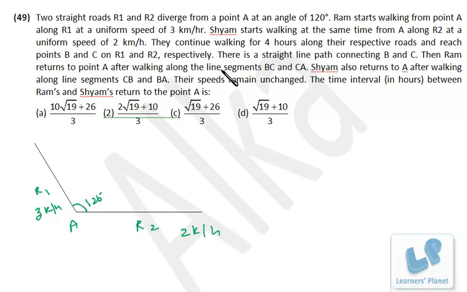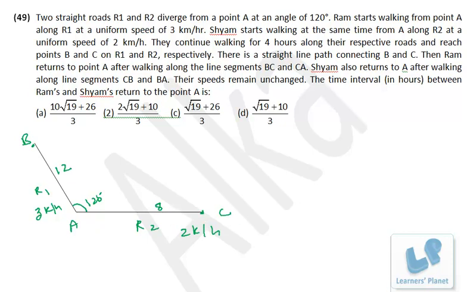Now they continue walking for 4 hours along their respective roads and reach points B and C. Suppose this is point B and this is point C. Now if this guy is walking for 4 hours, he'll be covering 12 kilometers. So this length is 12 kilometers, and this guy is walking for 4 hours with speed 2, so this length must be 8 kilometers, right?